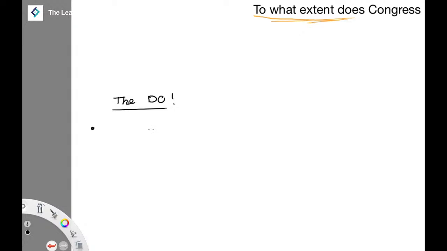Originally, generally speaking, people assume that the majority of foreign policy power sits with the president. He's the commander in chief. Okay, but the Constitution does actually set out a role for Congress within foreign policy.